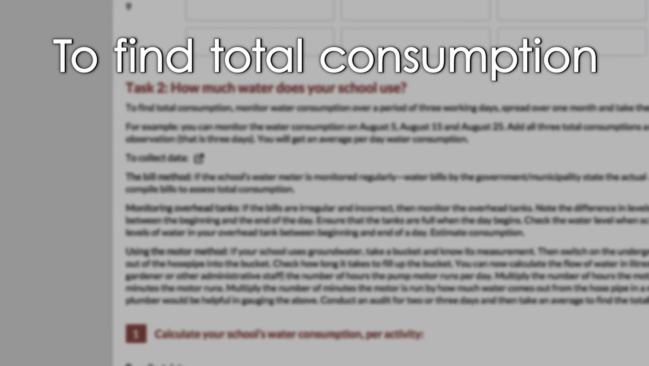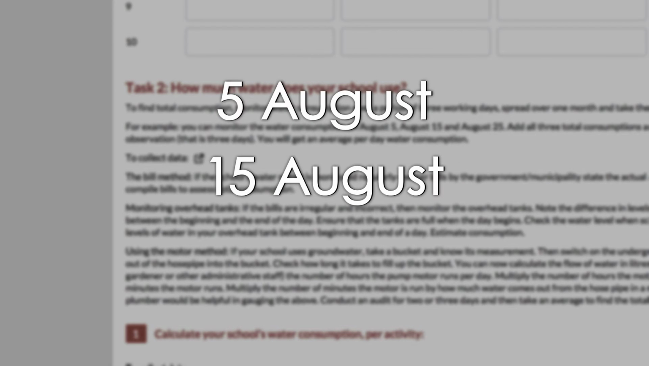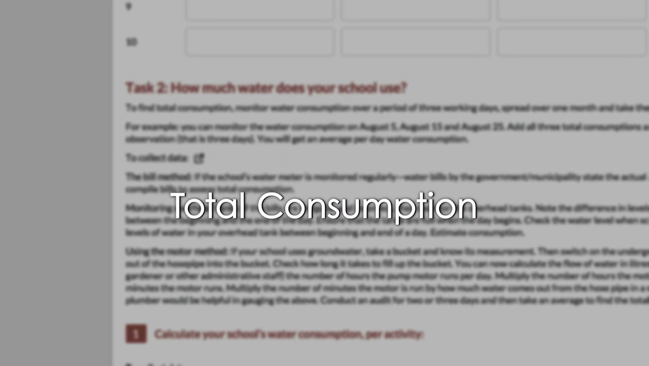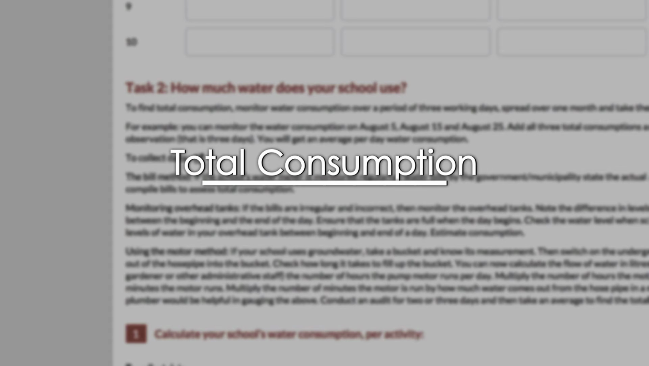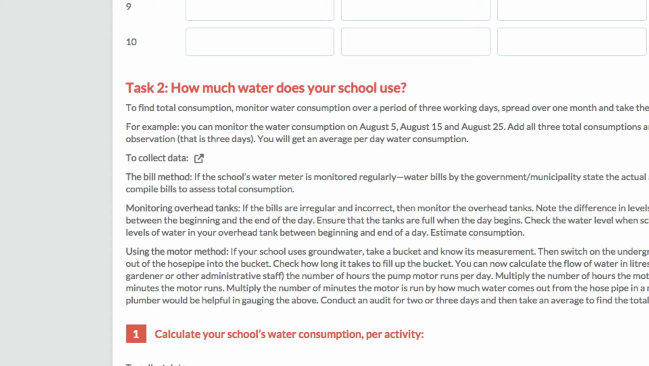To find total consumption, monitor water consumption once every week for 3 weeks spread over 1 month and take the average. For example, you can monitor the water consumption on 5th August, 15th August, and 25th August. Add all 3 total consumptions and divide the total consumption by the number of days of observation, that is 3 days. You will get the average per day water consumption. To know about the process of collecting the data, click on the tooltip key just next to the question and you will find the details there.